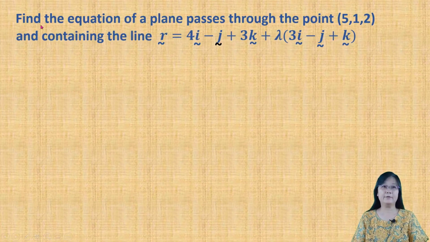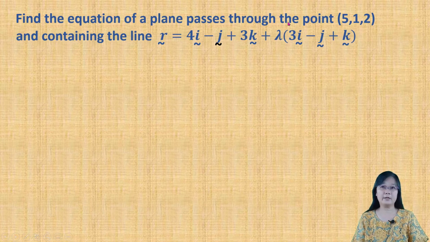Next example, find the equation of a plane that passes through the point 5, 1, 2 and contains the line given here. When finding the vector equation of a plane, we need a position vector of a point. The position vector of the point can be taken from the coordinates of the point given in the question. Then to find the normal vector, we need any two direction vectors.